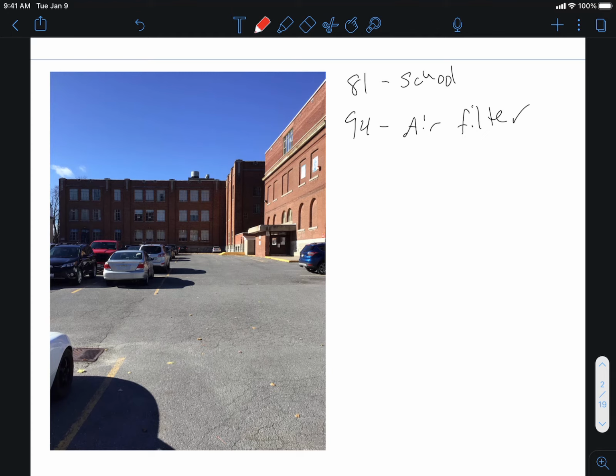Now, here's the thing. Everyone can see me, right? I have this thing here. It's called a Bushnell, right? And some of you may have heard of these things.